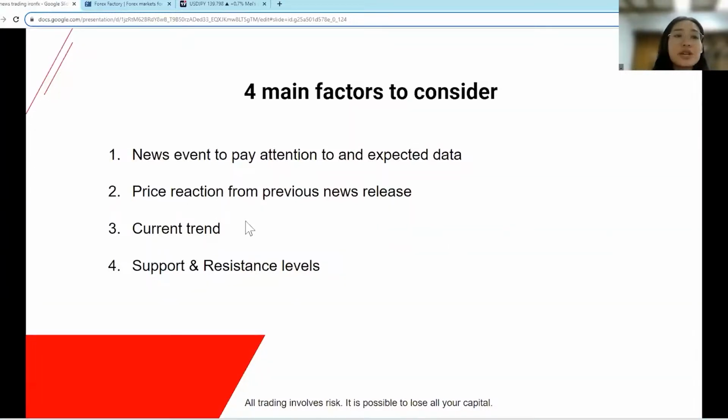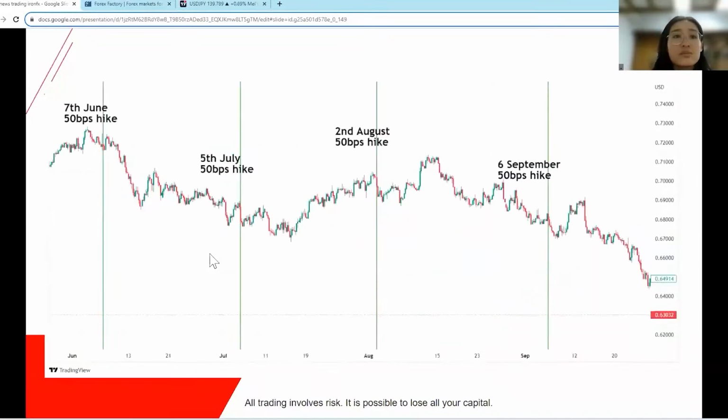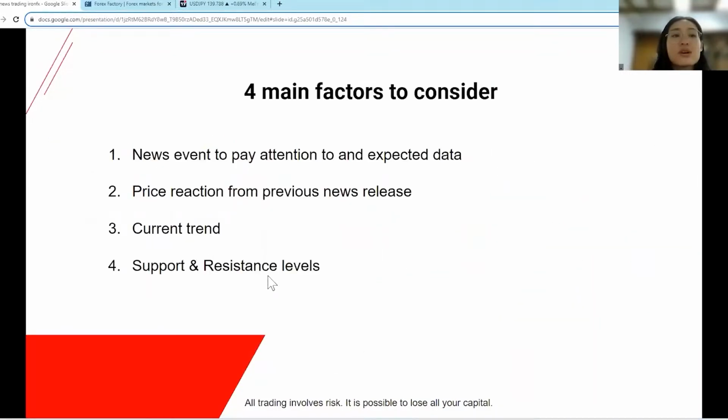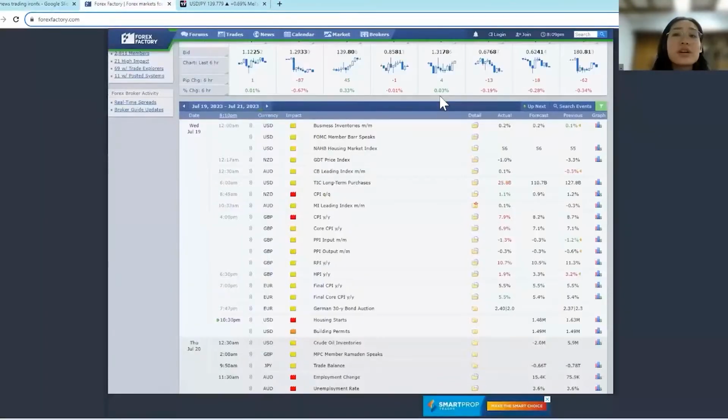So once you observe that, you can then look at the current trend as well as your support and resistance levels that you intend to use as your stop loss, your entry levels, or even take profit levels, to prepare yourselves for any of these upcoming events.